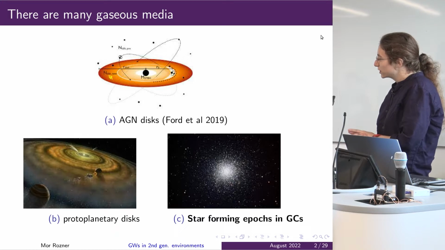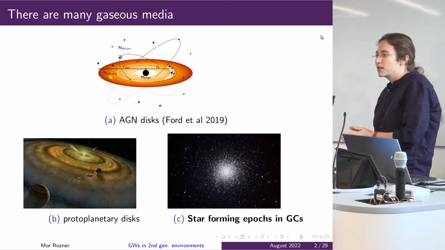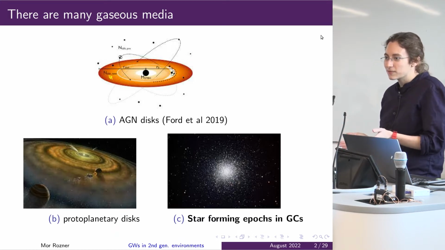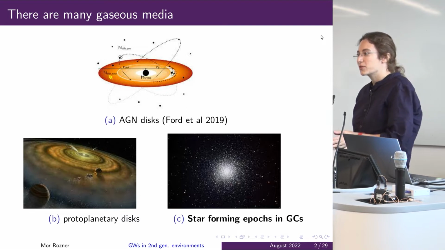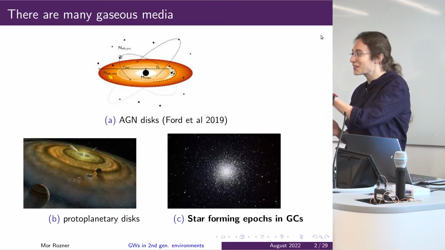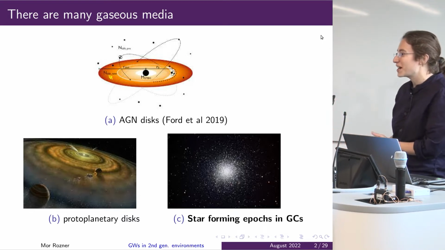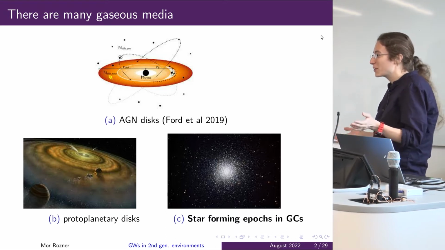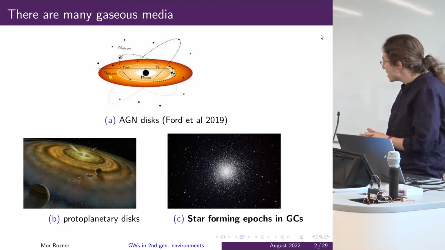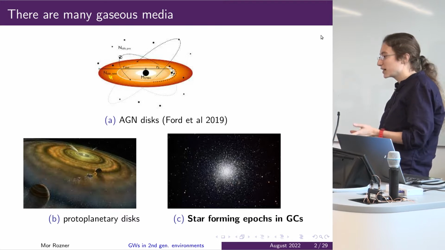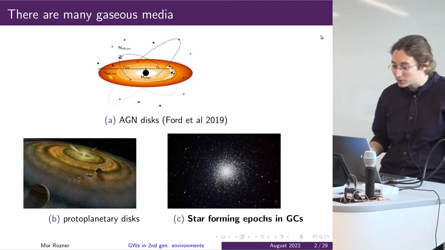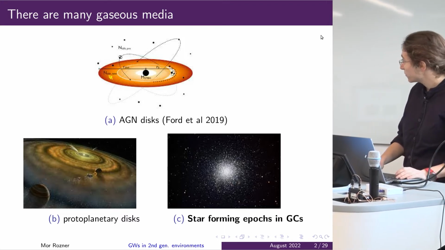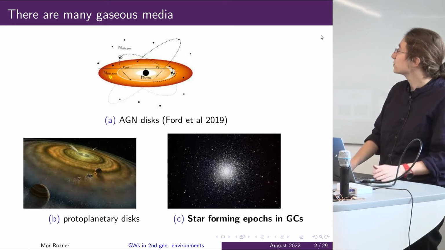And now it's actually the time in which you should shout at me that there is no gas in globular clusters. And you will be right, because, exactly. Once upon a time, not necessarily in a galaxy far, far away, we had plenty of gas. And it happened in star-forming regions, or epochs, in globular clusters. And that would be the focus of at least this part of my talk.